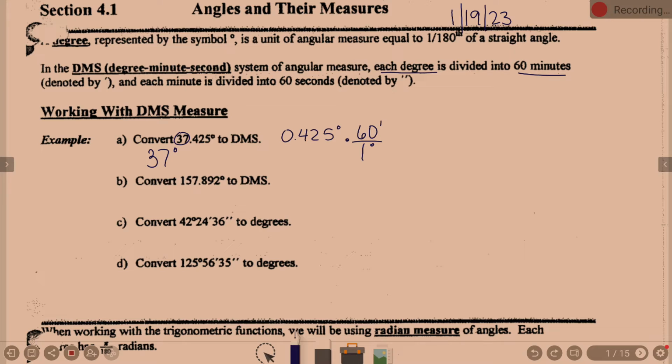So the idea is that if I'm going from degrees, 0.425 degrees, I want degrees to cancel, so I put degrees on the bottom to get them to cancel. So it's like a ratio. You can think of it like a ratio, or as we use it when we do our conversions. Because now the degrees can cancel.